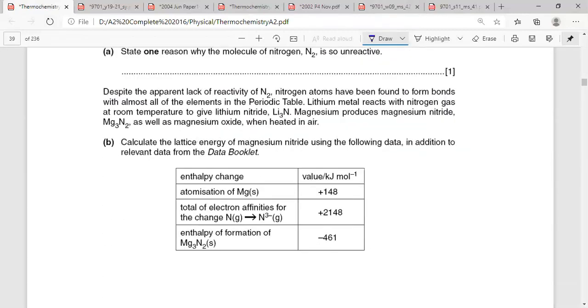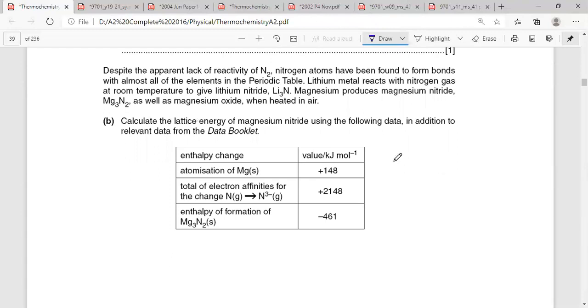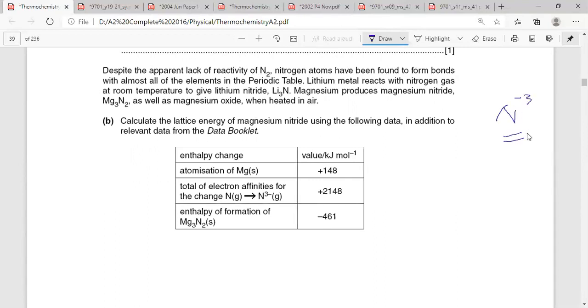Despite the apparent lack of reactivity of N2, nitrogen atoms have been found to form bonds with almost all the elements, from the nitride, remember, N-3. Lithium metal reacts with nitrogen gas to form lithium nitride. We did this before, isn't it? Magnesium produces magnesium nitride, as well as oxide and so forth.